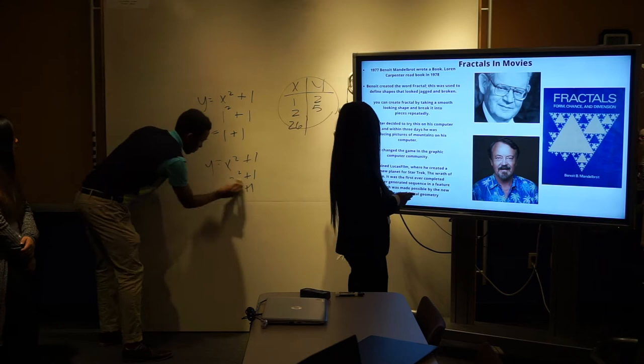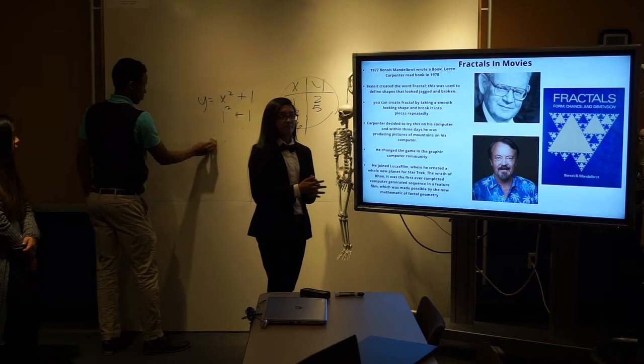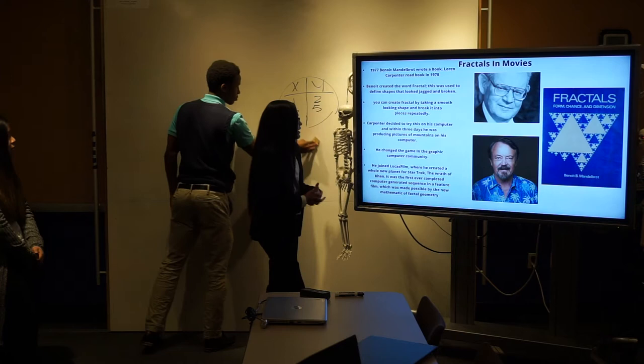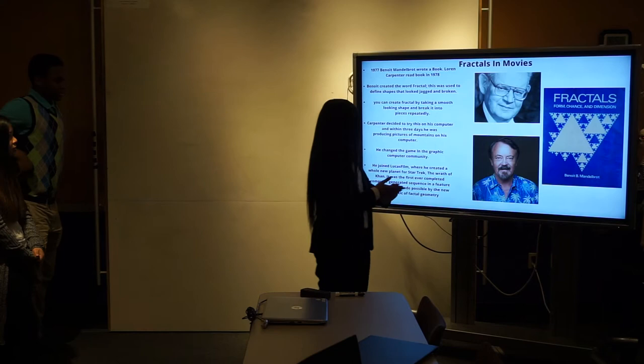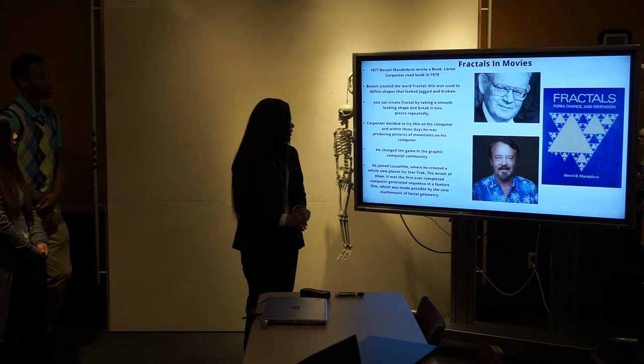He later on quit his job at Boeing because his mountains kind of changed the way graphic arts was going. He later on joined Lucasfilm, where he created a whole new planet for Star Trek, which I will also show a clip on how he did that. And it was the first ever completed computer-generated sequence in a featured film, which was made possible by the new mathematics of fractal geometry. Next slide.